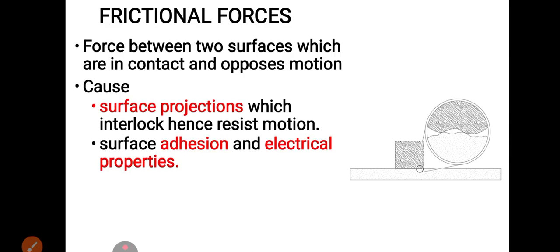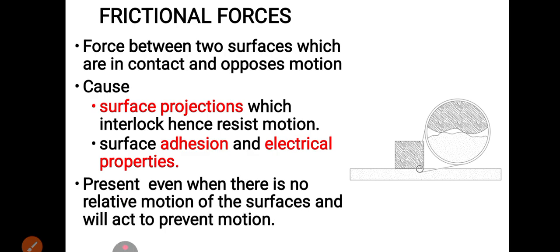And the second one is adhesion and electrical properties. There is the force of adhesion, the force of clinging to the surfaces itself, hence opposing the what? The motion. So these forces are present there. They are there even if there is no motion. Even if the bodies are stationary, the forces are still there.